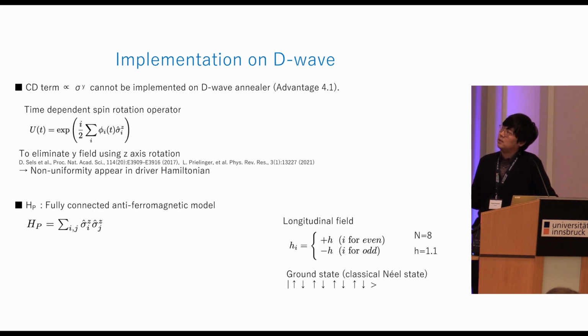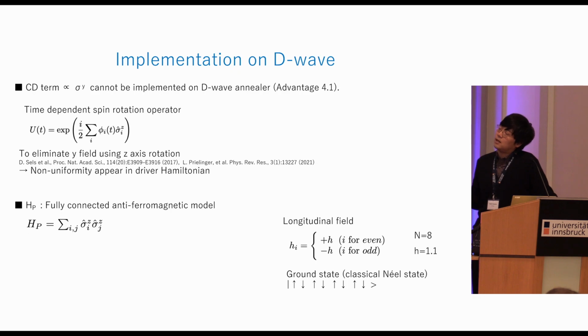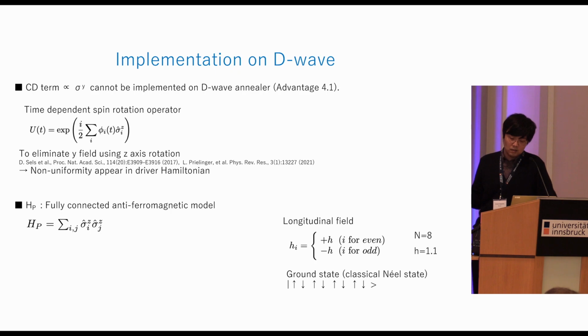So we consider a pre-connected antiferromagnetic model for the example of implementation on the DA annealer. This model has exponential symmetry in ground state when the longitudinal field is 0. If we add the longitudinal field to this model, the unique ground state appears.